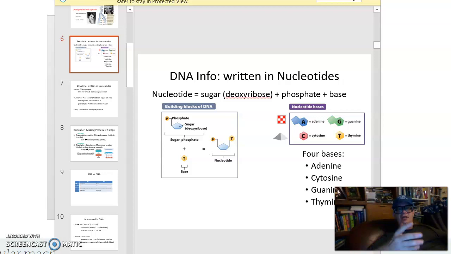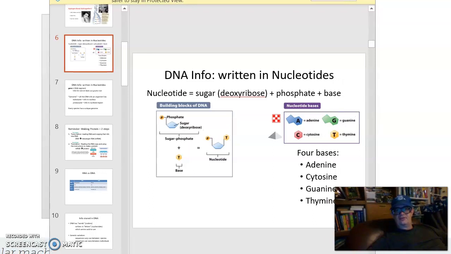Hi everybody. Today's lesson is going to be about Chargaff's rule, which is an explanation of how DNA bases combine. Now, we've already talked about the DNA bases before. You know that the four bases that exist are adenine, cytosine, guanine, and thymine.